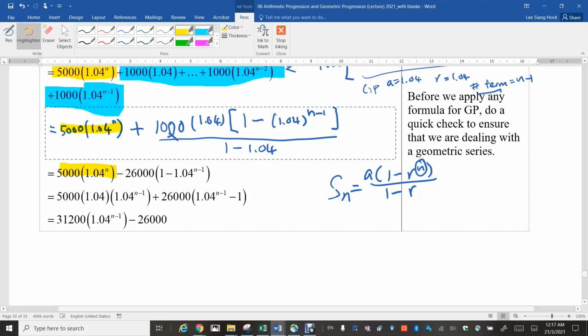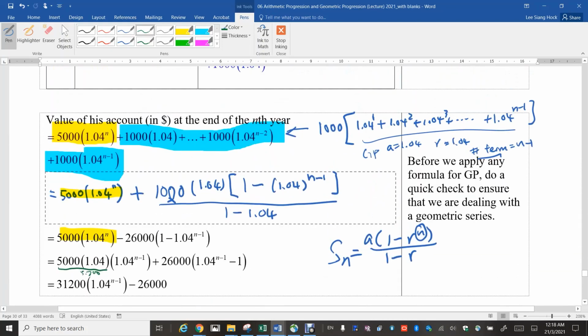After that, we can just factorize in. This one you can expand, and this one we can simplify. So this one will give you 5,000 and 5,000 times 1.04, so this is 5,200. This 5,200, then minus 2,600, 26,000, right? And plus 26,000. So you get 31,200. Then this one you multiply in, you get minus 2,600.